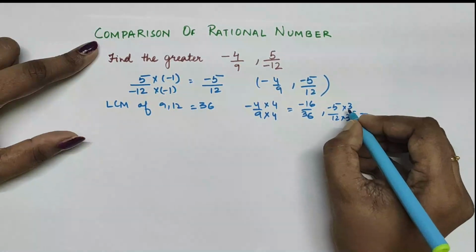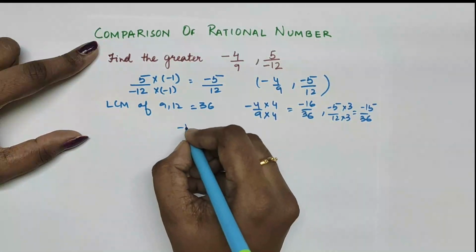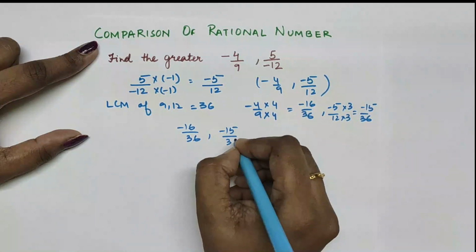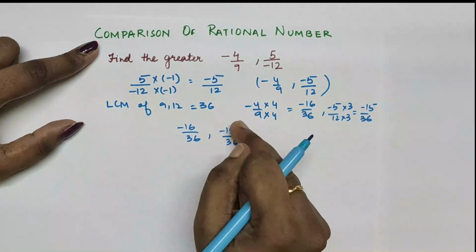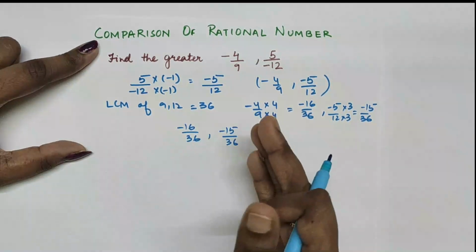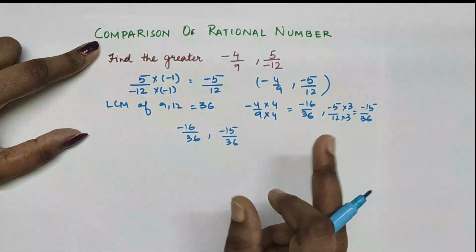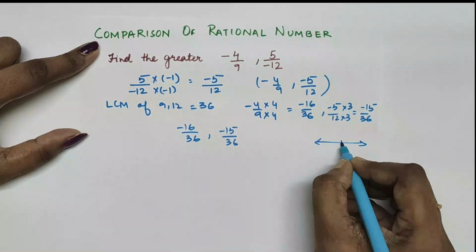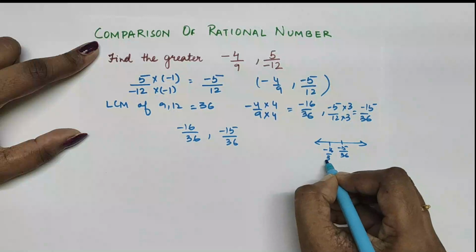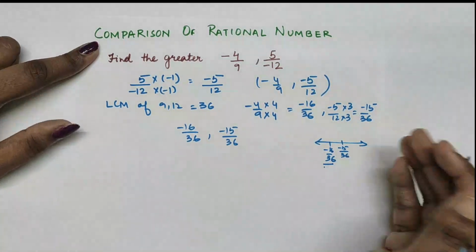So I do a 3 minus 3 in the numerator also. So it becomes minus 15. So now you have two rational numbers, that is minus 16 by 36 and minus 15 by 36. Just now I told you in the number line that when we are having a number to the left on the number line, if I will be representing, you know that minus 15 by 36 will be first, and then minus 16 by 36. So the number on the left is minus 16 by 36, which is smaller.